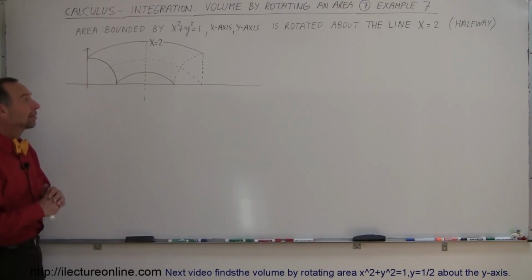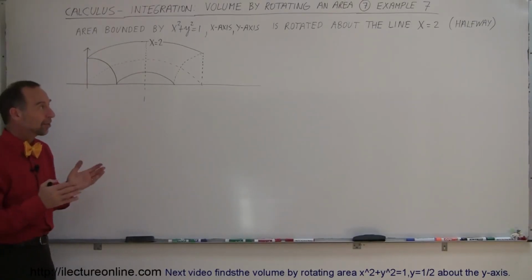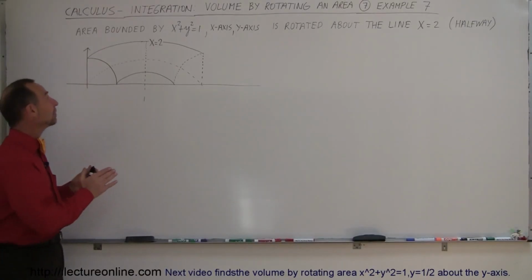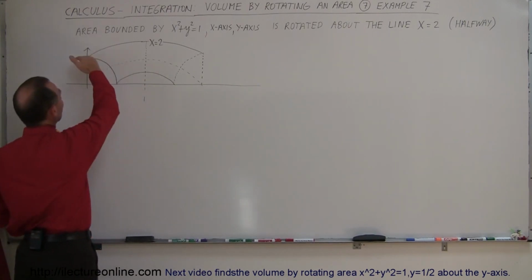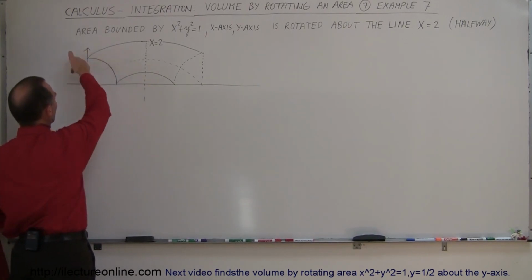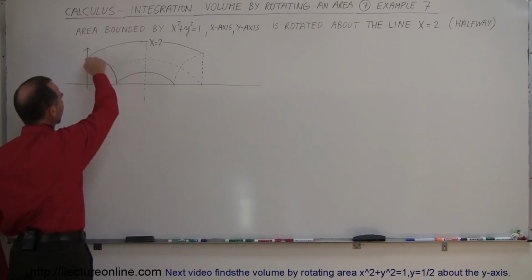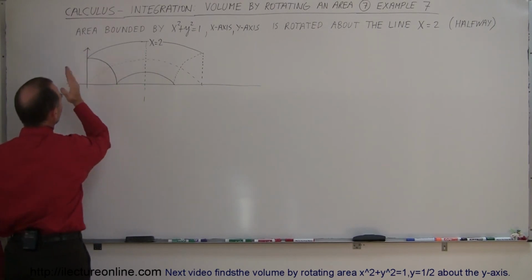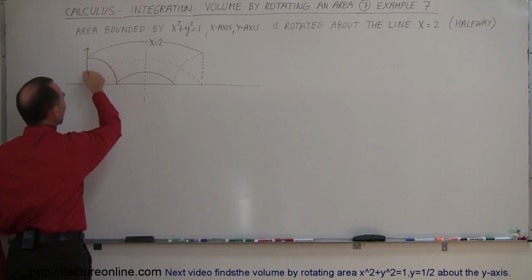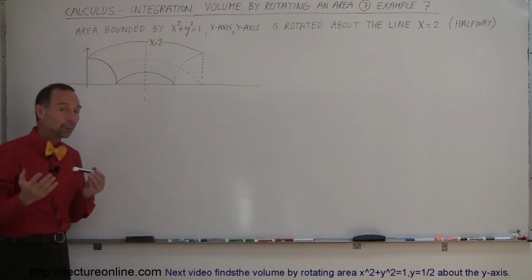Now we're going to do something slightly more challenging. The concept is the same. We have an area defined by 3 equations. The equation x squared plus y squared equals 1, which would be a circle. We're only going to take a quarter of that circle because the other 2 equations are the x-axis and the y-axis, which then define the area right here, which we're going to rotate.